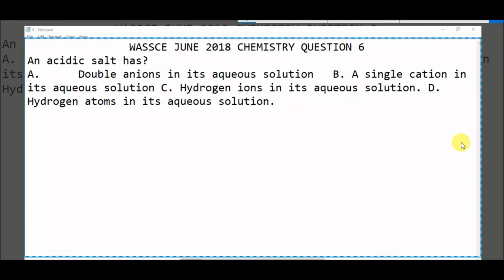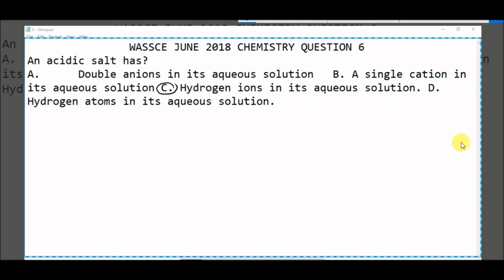Let's look at this question for WAEC chemistry, number 6 question for 2018. An acidic salt has: A, double anions in its aqueous solution; B, a single cation in its aqueous solution; C, hydrogen ions in its aqueous solution; D, hydrogen atoms in its aqueous solution. The answer to this problem is C, hydrogen ions in its aqueous solution.